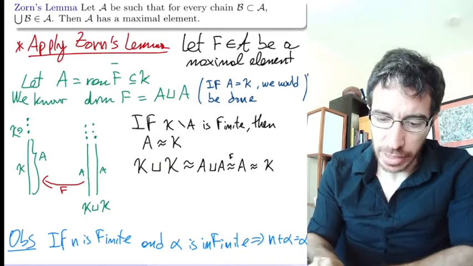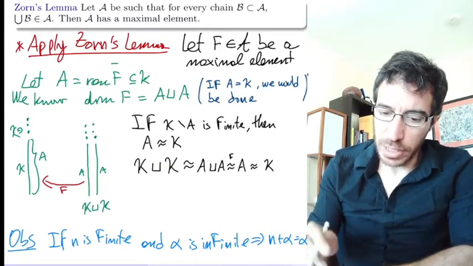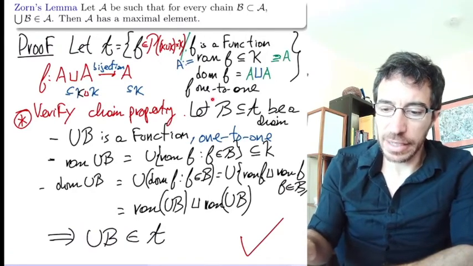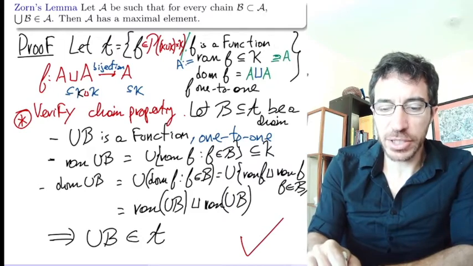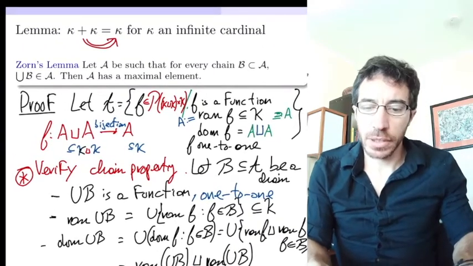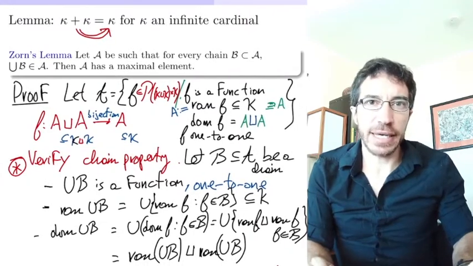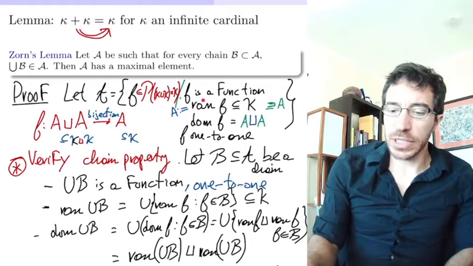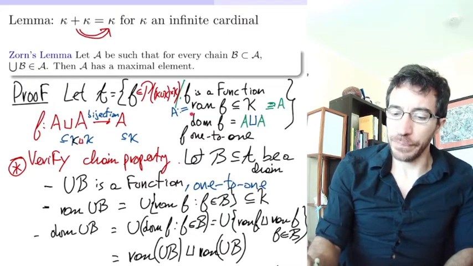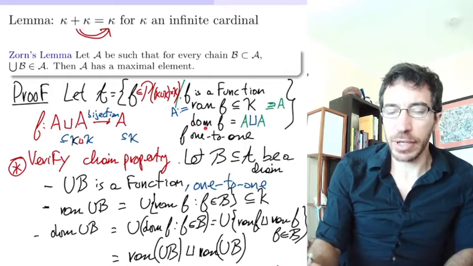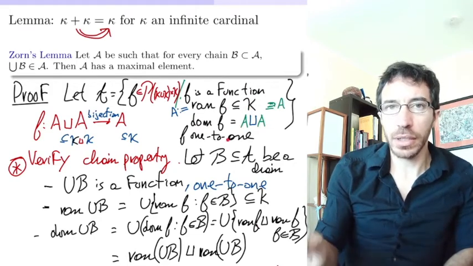Let me just review the main steps. The main step was to apply Zorn's lemma. We need to define a collection of families, and we are trying to find a bijection from kappa union kappa to kappa. But we don't know if there is any, because that is what we're trying to prove. So instead, we just take functions whose range is a subset of kappa and whose domain is the range union itself, but it has to be one-to-one.